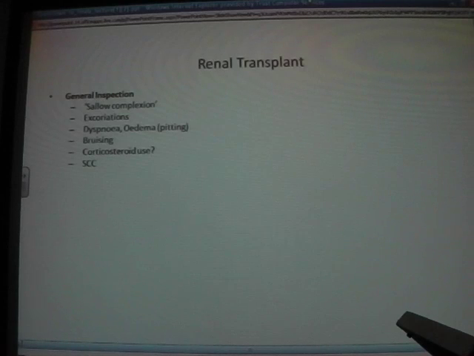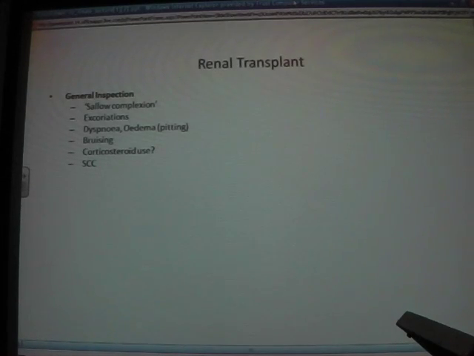Patients who have chronic kidney disease and uremia are pruritic, so they itch a lot, so look for excoriations over the body. We've already said breathlessness due to pulmonary edema and peripheral edema. You could look for the peripheral edema at the beginning or the end, entirely up to you. Bruising: chronic kidney disease patients bruise easily. And corticosteroids: patients who have had a transplant are on a cocktail of immunosuppressant drugs, one of them being prednisolone. So look for central obesity, look for bruising, because it looks like they've been using steroids for a long time. Another thing to look for is squamous cell carcinoma.